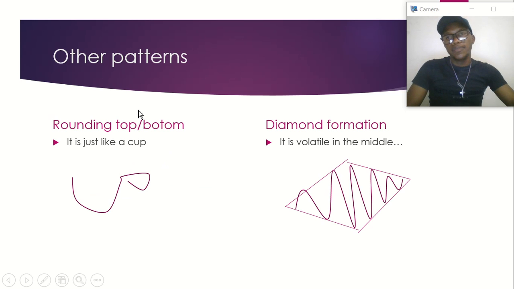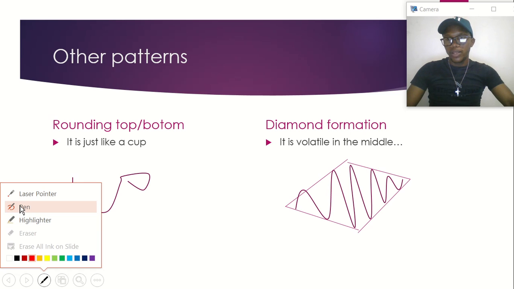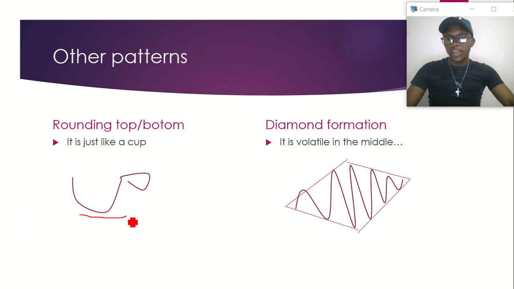So another thing, there are also what we call other patterns. Other patterns are like the rounding top or bottom, which is just like a cup, like this. Here you will place a support, and here there will be a resistance level, and you will place your buy here, and when the market reaches the resistance level, that's when you close your trade.